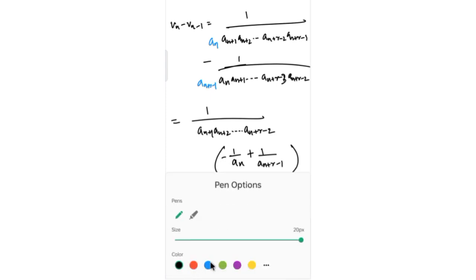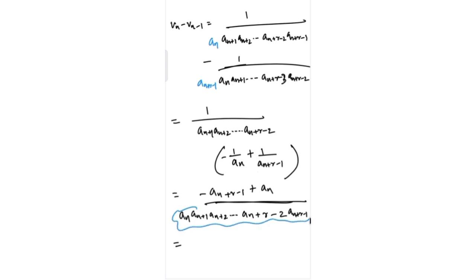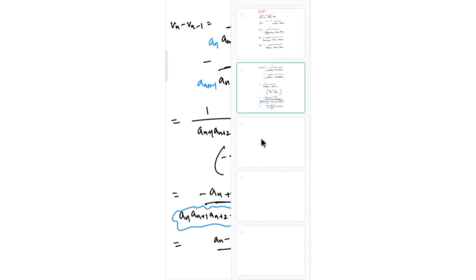This whole term in the denominator is basically 1 by Tn, so we can just put that here. So it's an minus an+r-1 divided by Tn, which is equal to Vn minus Vn-1. So going into the next page, what's the conclusion we got? Vn minus Vn-1 is Tn into an minus an+r-1.